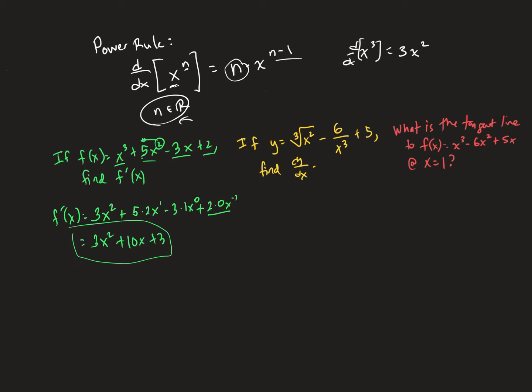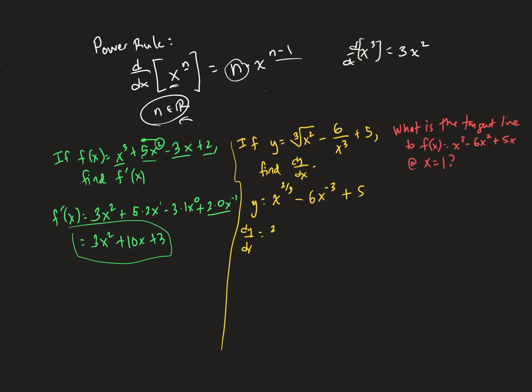Now, on the yellow problem. It's a little bit more complicated, but all of these are power functions. We just have to recognize them as such. So the cube root of x squared could be rewritten as x to the 2/3 power. 6 over x cubed could be written as 6 times x to the negative 3rd, and then plus 5. And now I can take the derivative with the power rule.